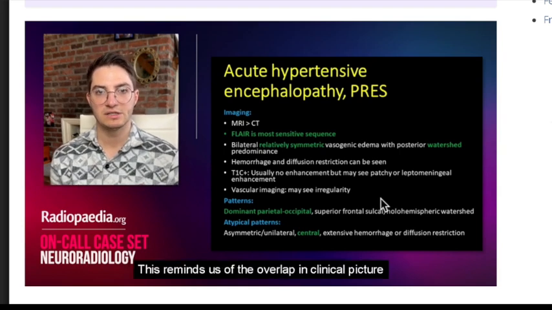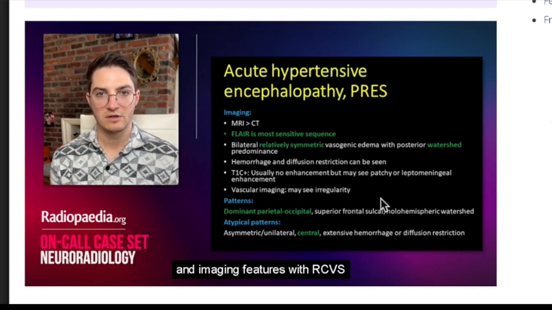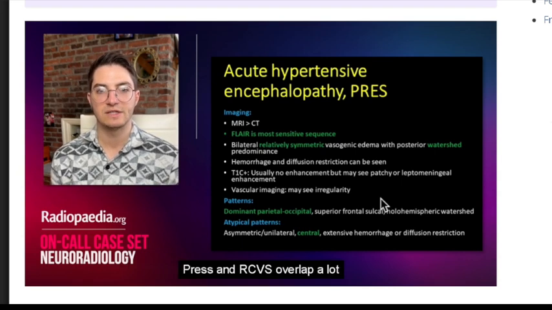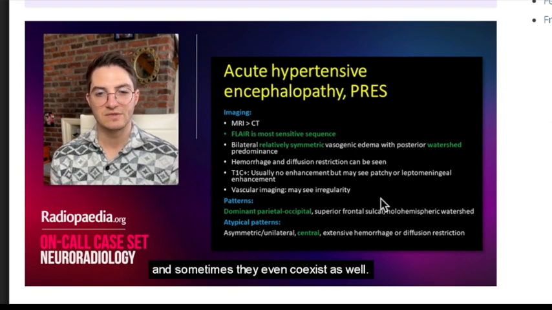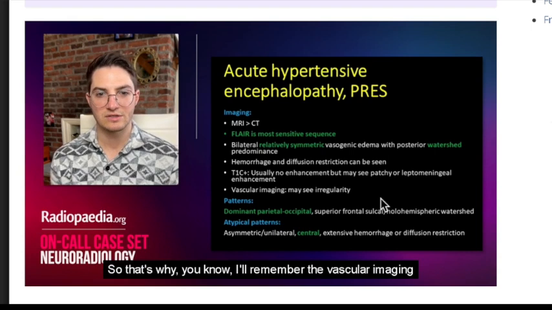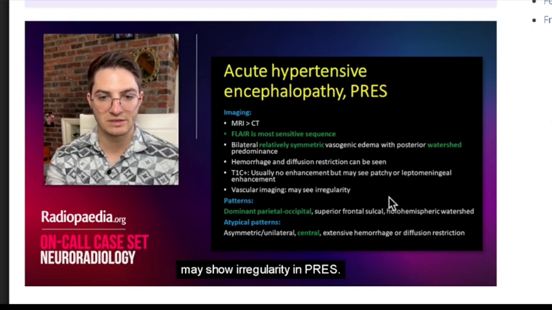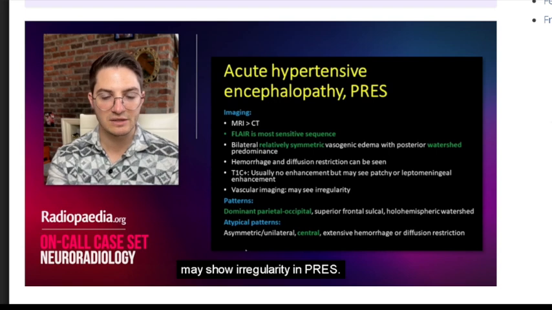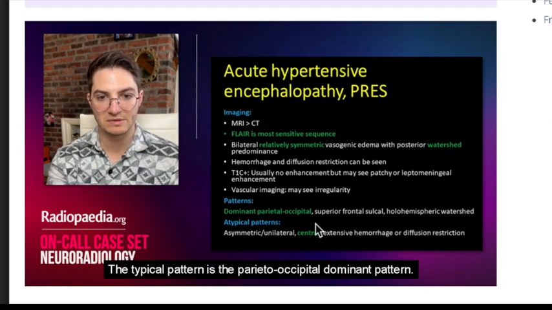This reminds us of the overlap in clinical picture and imaging features with RCVS, or reversible cerebral vasoconstrictive syndrome. PRES and RCVS overlap a lot, and sometimes they even coexist as well. So that's why it helps us remember the vascular imaging can show irregularity in PRES. Patterns, the typical pattern is the parietal occipital dominant pattern.